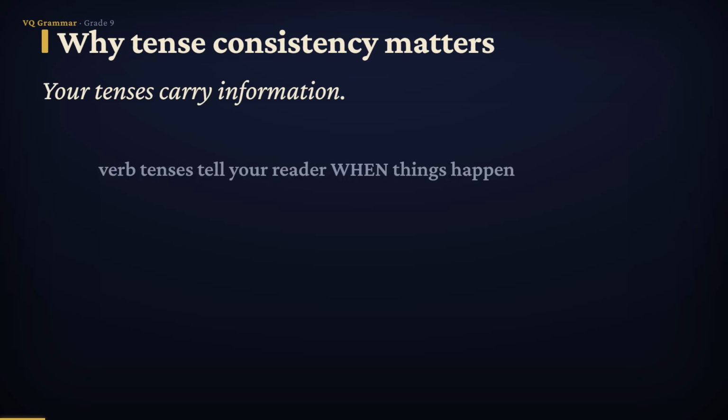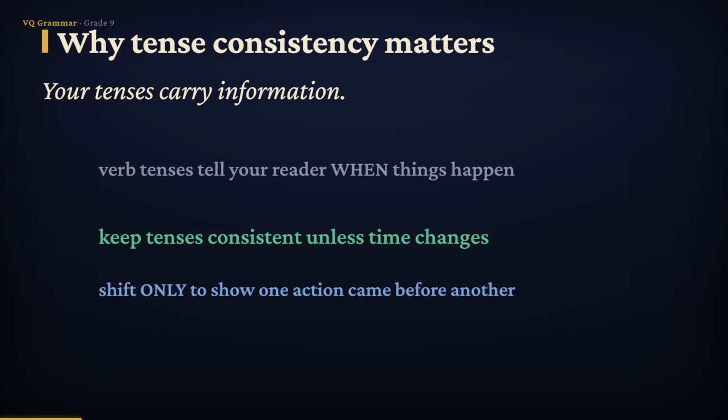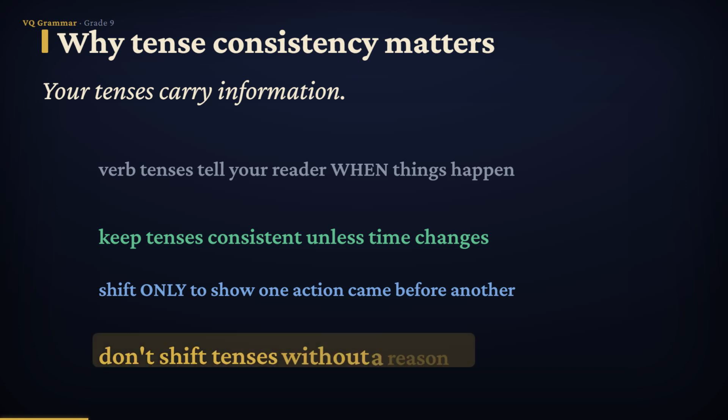Verb tenses tell your reader when things happen, past, present, or future. Because of that, they carry real information, and you don't want to change them by accident. So here's the guiding rule for this whole lesson. Keep tenses consistent unless the time actually changes. You shift a tense only to show that one action came before or after another. In other words, don't shift tenses without a reason.